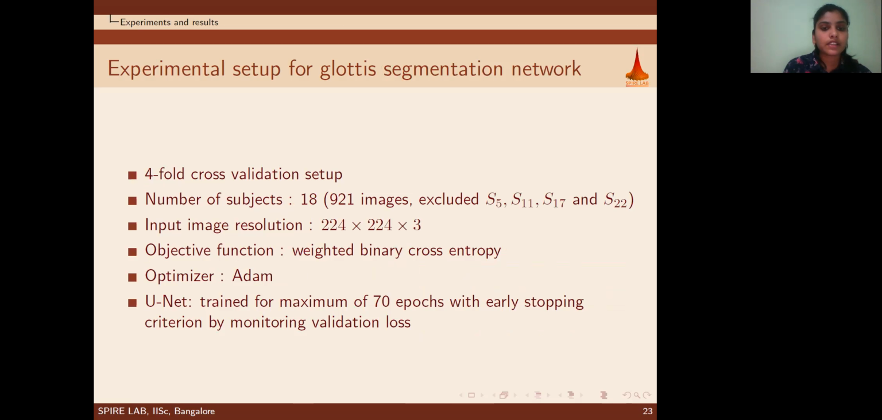Here is the experimental setup for the glottis segmentation network. We have used 921 images from 18 subjects to train the UNet. As there are no labels for the subjects S5, S11, S17 and S22, they are excluded from the corresponding folds for the segmentation task. We use a weighted binary cross entropy loss function and Adam optimizer to minimize the loss. And UNet is trained for a maximum of 70 epochs with early stopping criteria by monitoring validation loss.